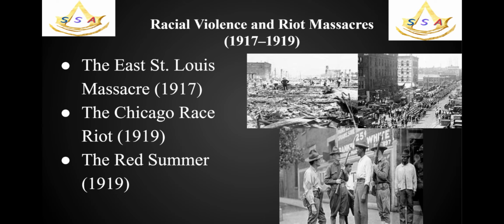And you also had the Red Summer massacre. This was a wave of over 25 race riots that swept the country. Cities that were affected included Washington, D.C., Omaha, and Knoxville. The white mobs attacked Black neighborhoods, resulting in hundreds of deaths and the destruction of Black communities.